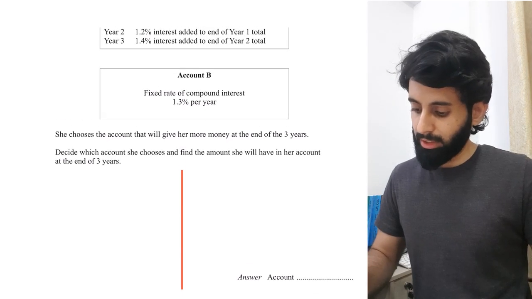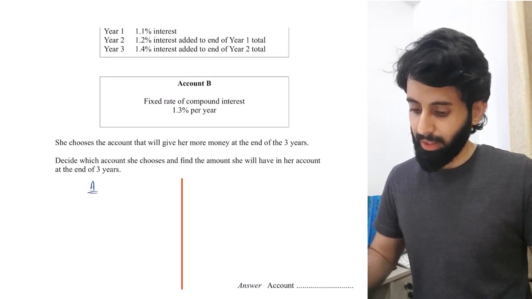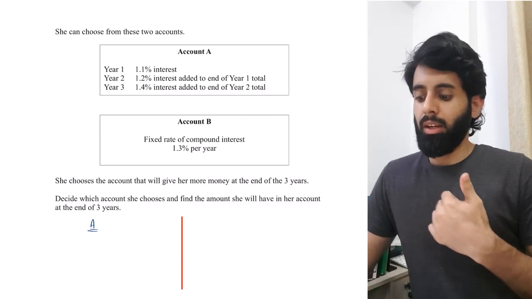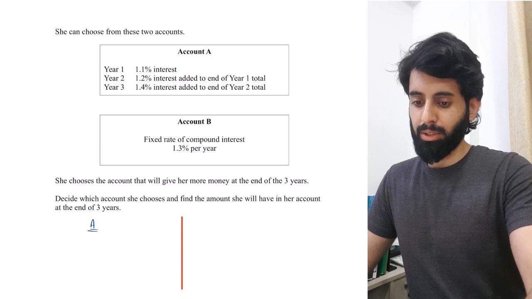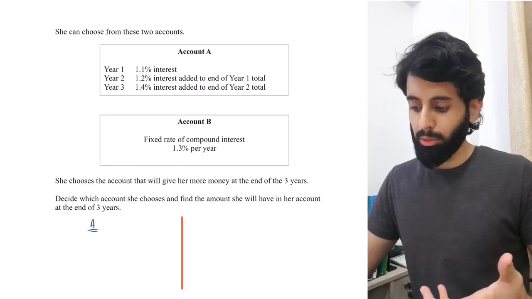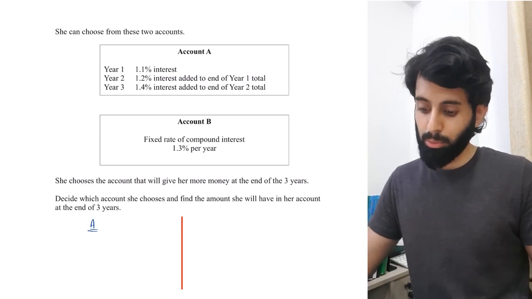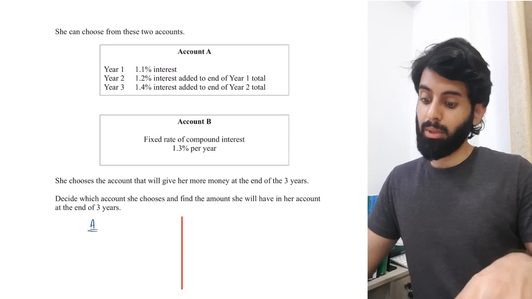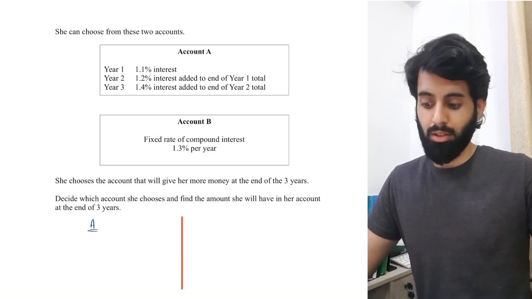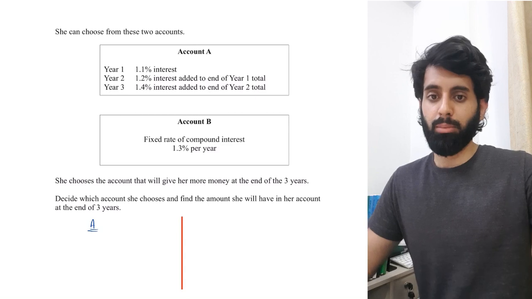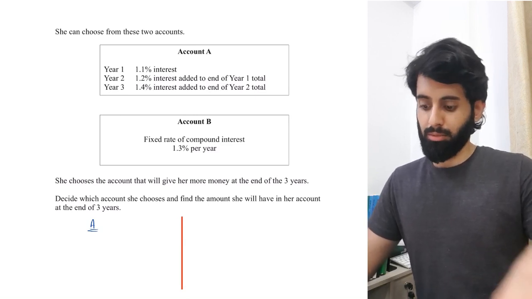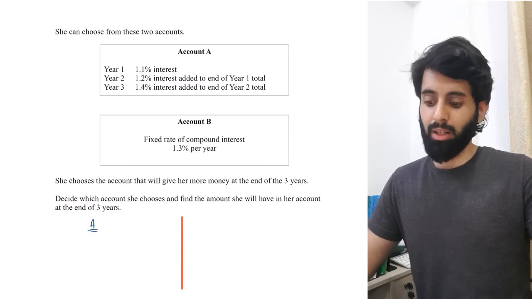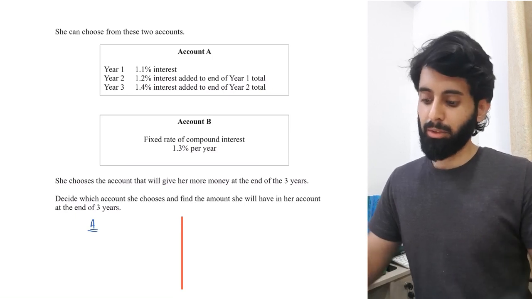Okay, so let's talk about account A first. In account A, here's what's going to happen. At the end of year 1, your amount will increase by 1.1% interest. At the end of year 2, your amount will increase by 1.2%. What amount? The amount after the interest that you earned in year 1 has already been added. And then in year 3 you're going to increase that amount, in which the interest has been added, by 1.4%.